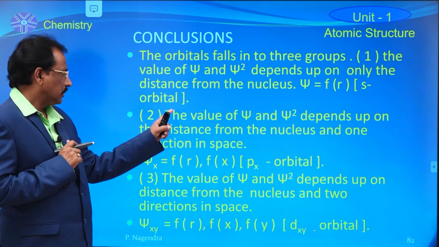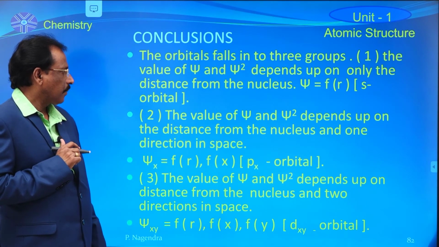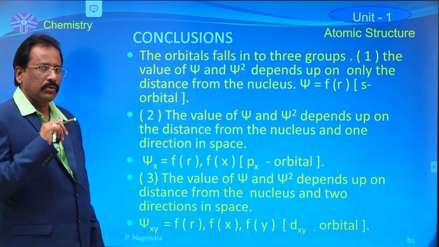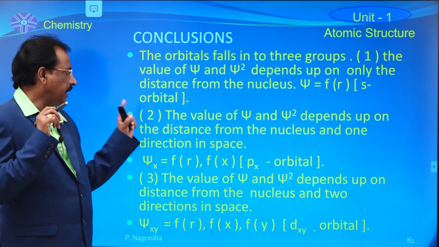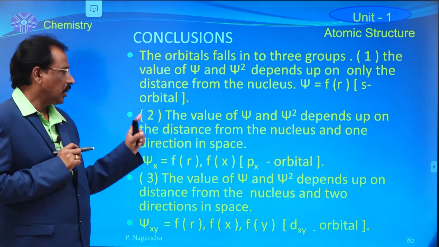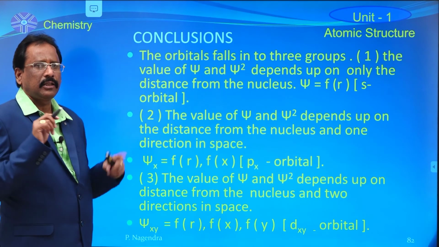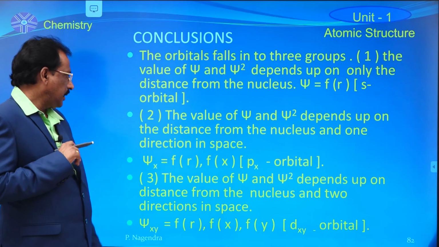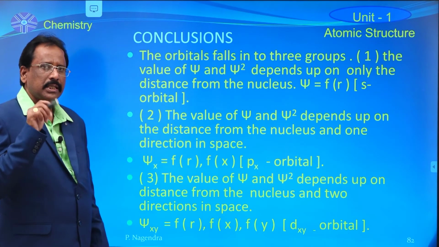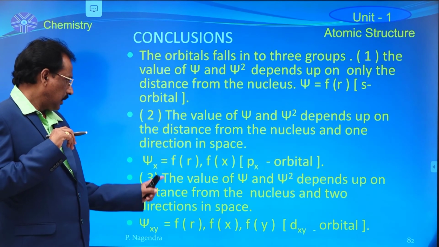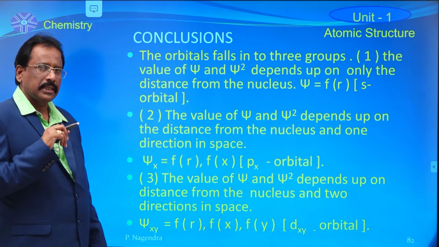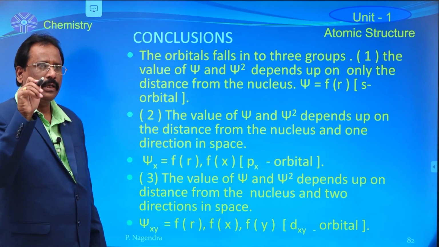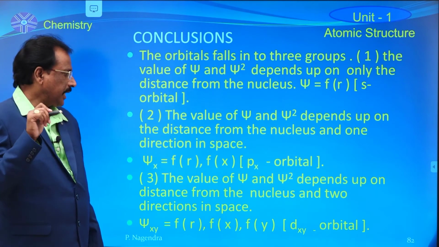So, the second category is psi and psi square values. If psi and psi square values depend upon both the radial distance from the nucleus and one direction in space, that is nothing but p orbital. And the third category is if the value of psi and psi square depends upon radial distance from the nucleus and two directions in space, for example dxy.